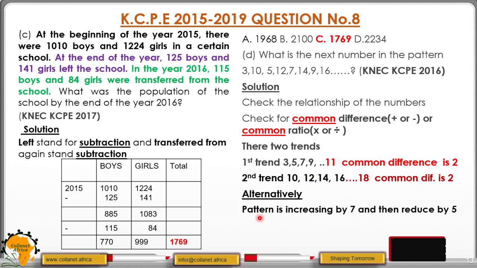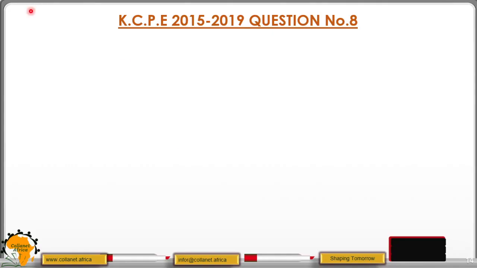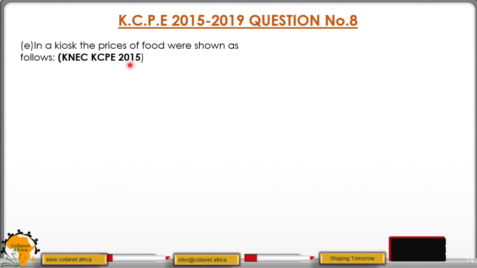Alternatively, the pattern is increasing by 7. 3 plus 7, you get 10. Then decreasing by 5. Then reduced by 5. So that will be the trend. So the next number in this pattern will be 11. Choice A. Then question E, which was tested in 2015.